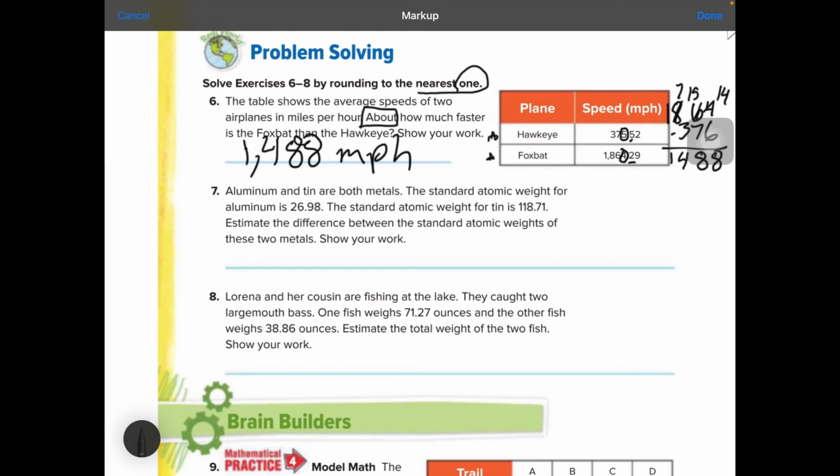Number 7, aluminum and tin are both metals. The standard atomic weight for aluminum is this much. The standard atomic weight for tin is this much. Estimate the difference. Okay, difference tells me this is a subtraction problem, between these two metals. And we're supposed to round to the nearest 1, so that makes our life a little bit easier.